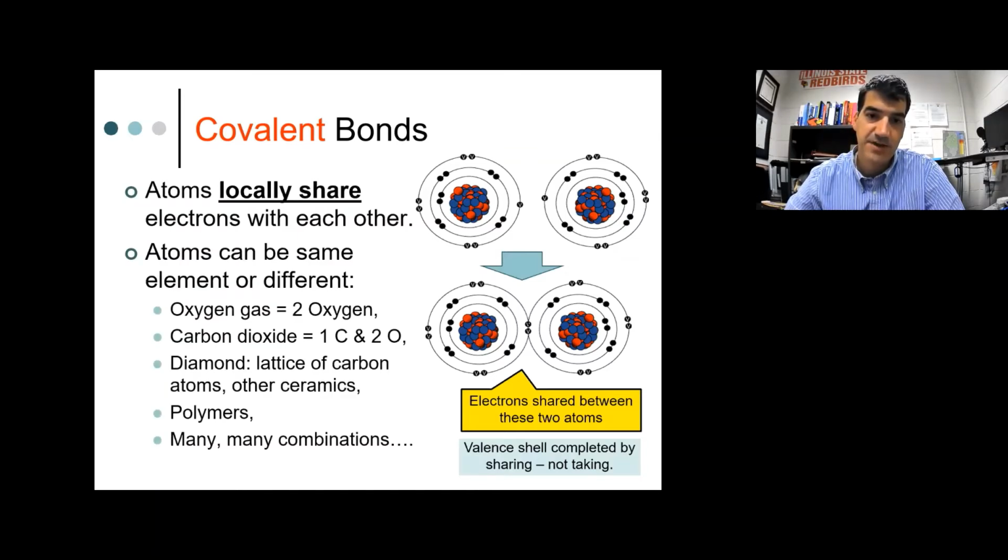You can have, like I just gave some examples, the atoms that are sharing could be the same atoms, or they could be different atoms, like carbon dioxide, where you've got one carbon and two oxygens, and they're bonded together by sharing electrons between them. Diamonds, another example. Polymers generally are held together. Individual molecules within the polymers are held together by covalent bonds, and many, many others.